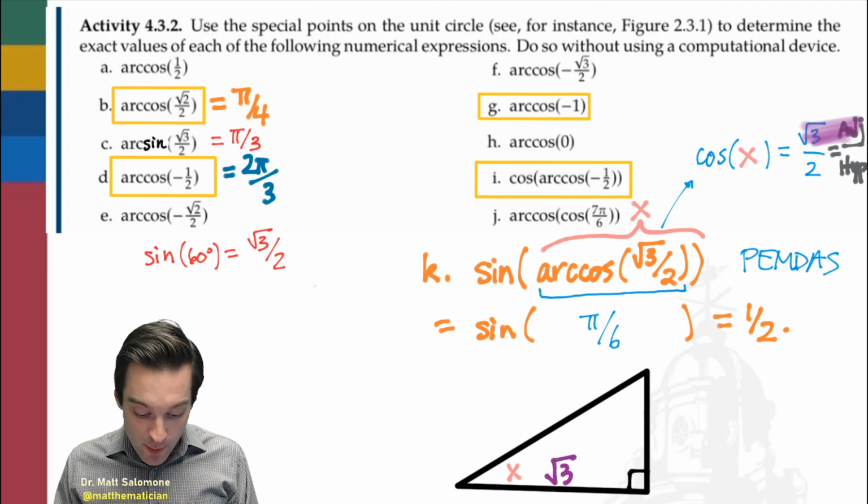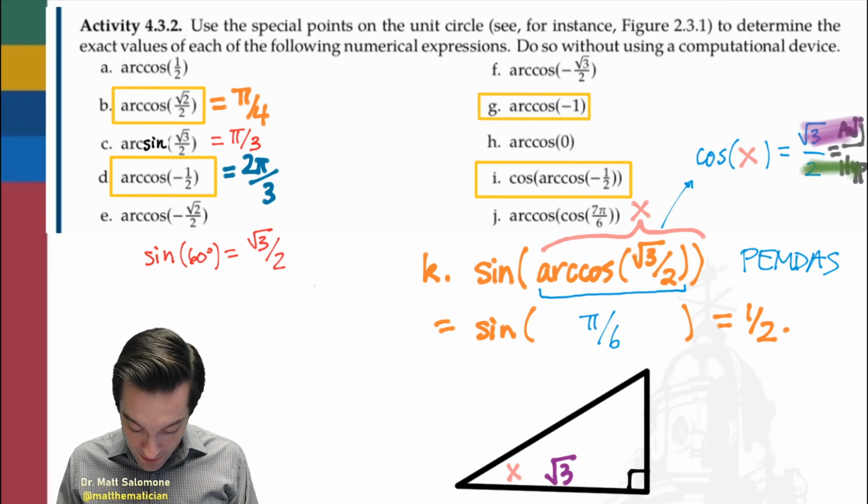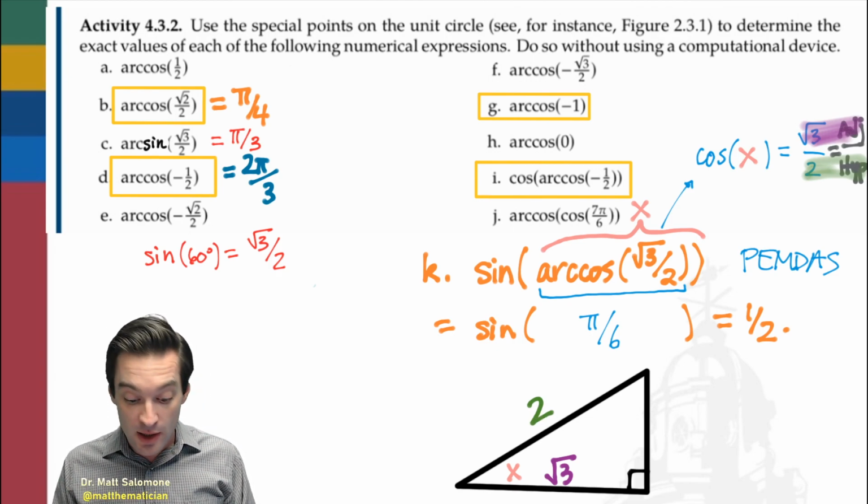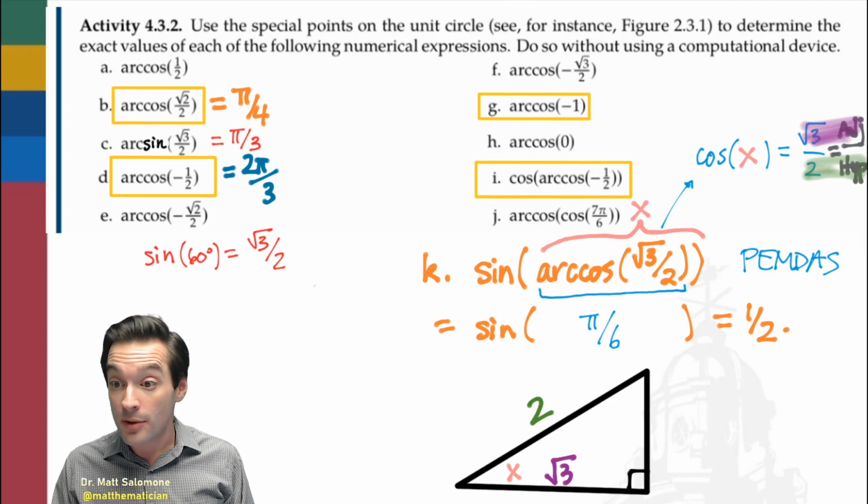And then I'm going to label the hypotenuse of my triangle, the denominator in my cosine, as being a length of 2. So in my triangle, I'm going to have 2. Now I have a right triangle, and an angle in that right triangle whose measure is exactly equal to the arc cosine of the square root of 3 over 2.